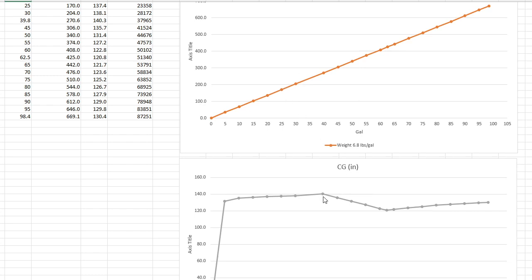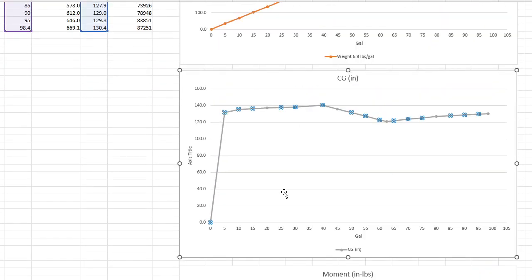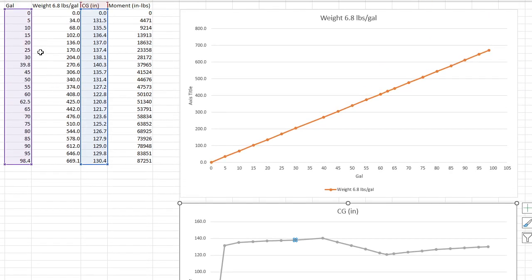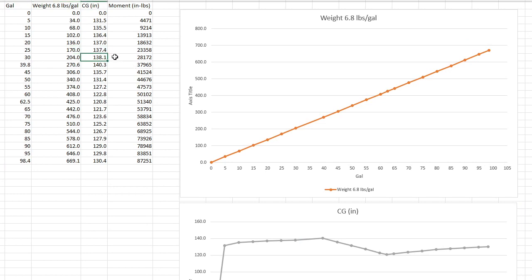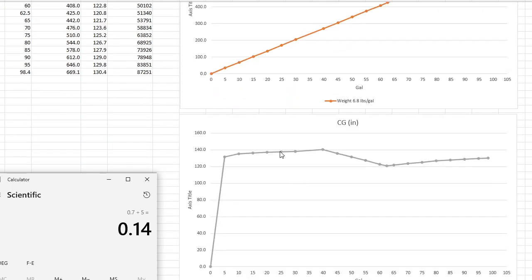But yeah, the same principle applies. Say we want to get a value between, what is this? 25 gallons and 30 gallons. We would do the same thing. We would see how much the center of gravity changes between 25 and 30. Now from here you can see it's 0.7 inches. Now if we divide 0.7 inches by 5 gallons, which is the run. Remember, rise over run, rise is 0.7 inches, run is 5 gallons. That's the wrong graph. It means you get 0.14 inches per gallon.